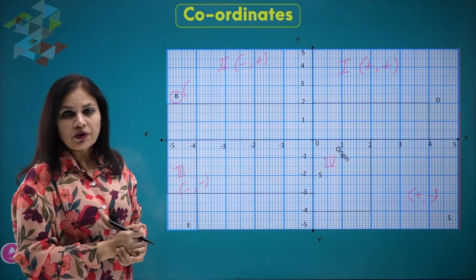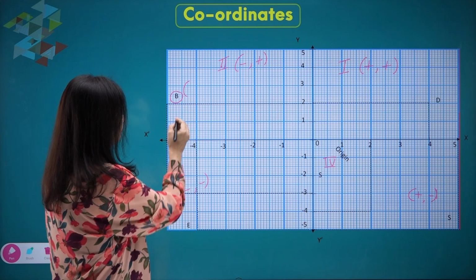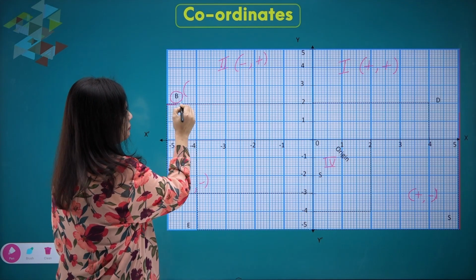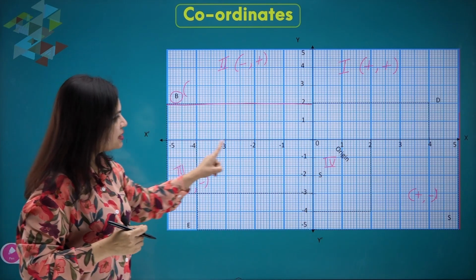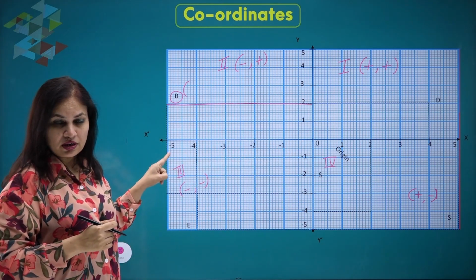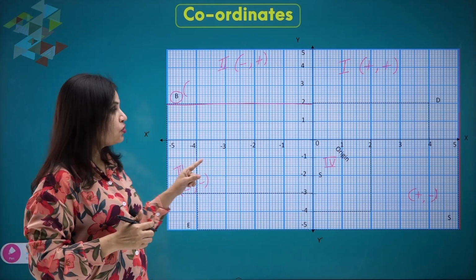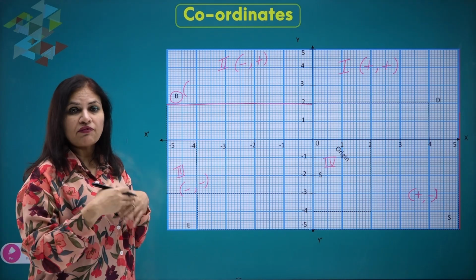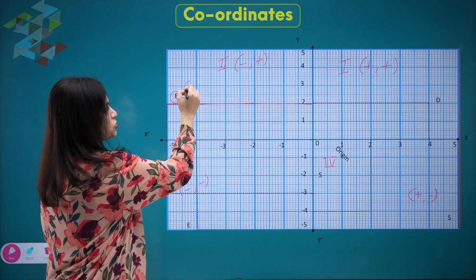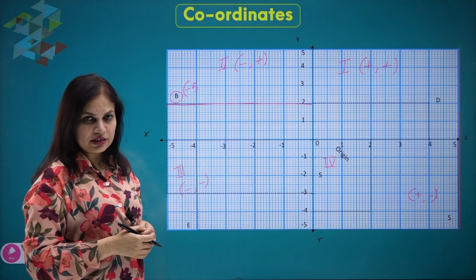So starting with point B, the horizontal distance, or the value of abscissa. If this is my point B, the horizontal distance from the y-axis is 5, but 5 towards the left. And we also know that in the second quadrant the value of abscissa is negative. So if the horizontal distance is 5 units, we must write minus 5.